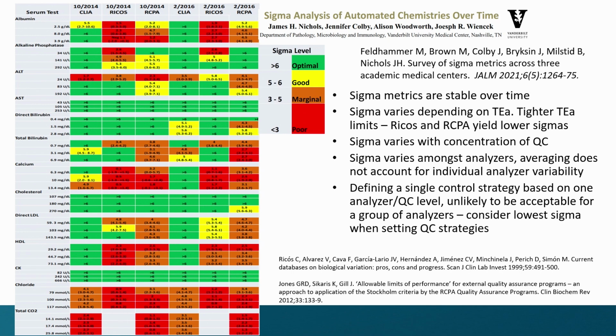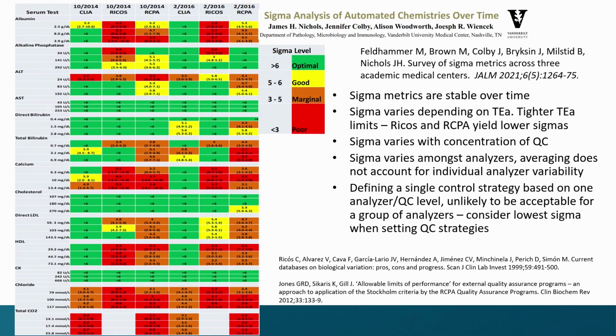So, sigma metrics, we compared 2014 to 2016, and we said, okay, operators now know the instrumentation better. Are we going to get better performance? Is it dependent on the operator, these automated equipment? And what we see is really sigma metrics are fairly stable over time. The biggest difference is your total allowable error limit. If you have tighter limits, you're going to get an assessment that is poorer performance. Sigma does vary, and you see it varying from different concentrations.